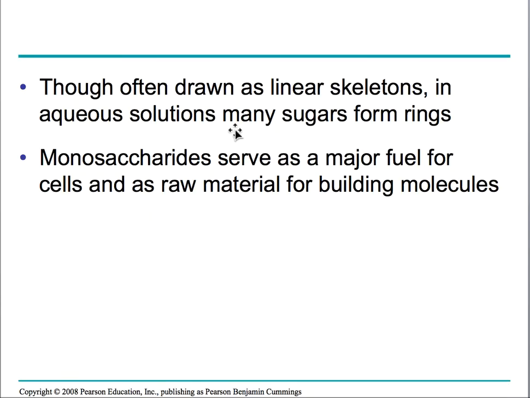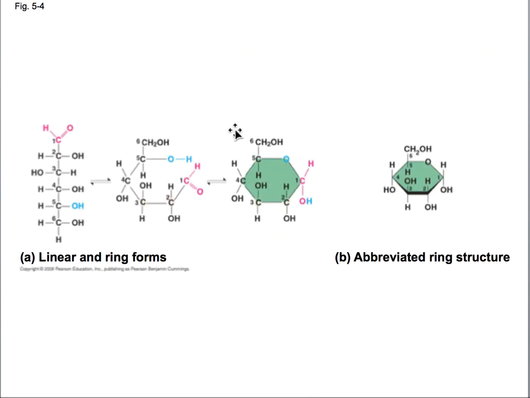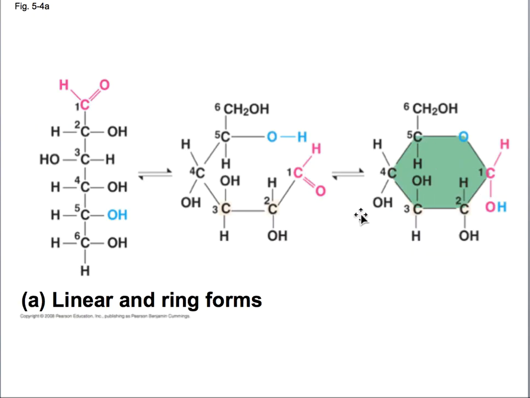Okay, so let's move on. Sometimes that's one way to draw them, as that linear skeleton. Sometimes they draw them as circles, because they aren't just flat. So this is kind of the way it looks. And some of them are actually rings, and they come in a ring form. When they come in a ring form, they draw them like this, which is a little bit different. So there's your linear forms, and there's your ring forms.